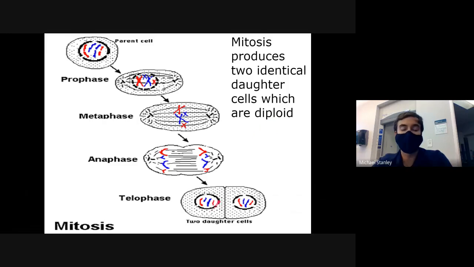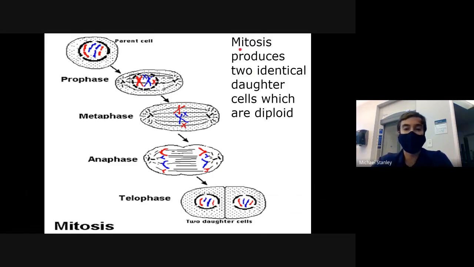We end up with two cells. They are diploid. They both have that full set of double chromosomes, one from the mom, one from the dad. And they are identical. So both of these cells are identical in form and function to each other and to that original cell up here. So in cell division, we call it parent cells and daughter cells. And so we can say that mitosis produces two daughter cells that are identical and are both diploid. So whatever we started off with up here, we essentially now have two exact copies of that cell down here.